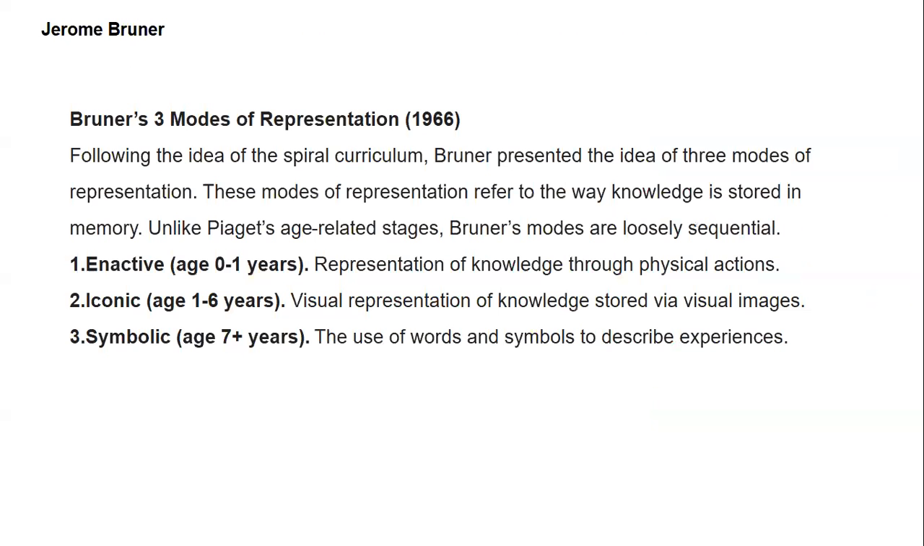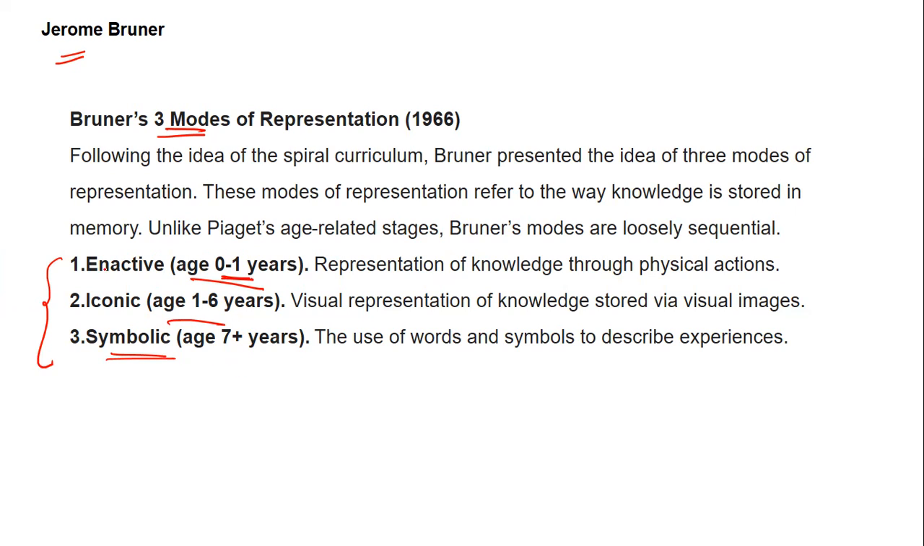Coming to the next one, Bruner's three modes of representation, which was given by Jerome Bruner. It has three modes: enactive, iconic, and symbolic. They are given with age groups also. Enactive is age 0 to 1, whereas iconic is from 1 to 6, and symbolic is 7 and above.